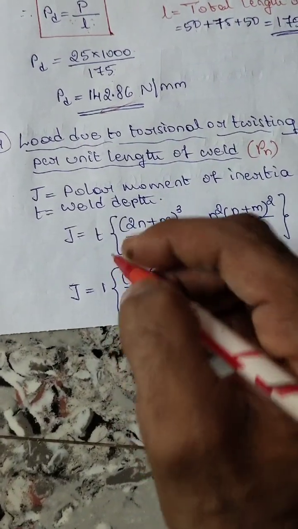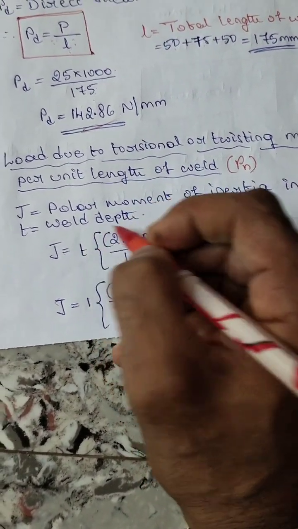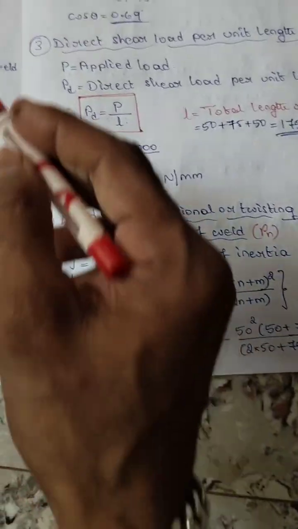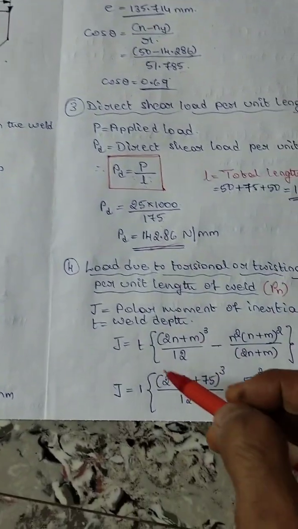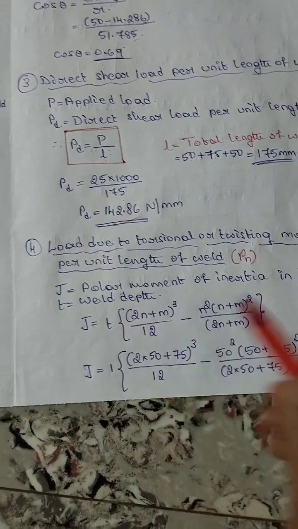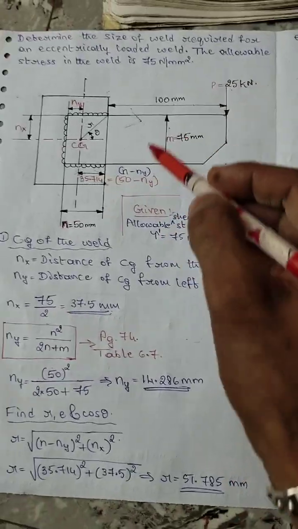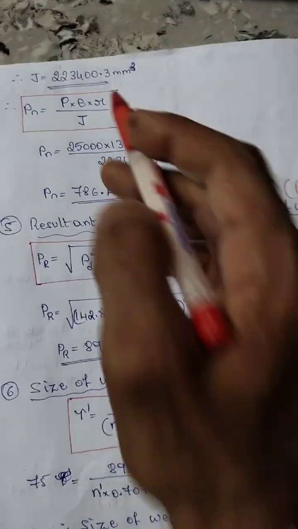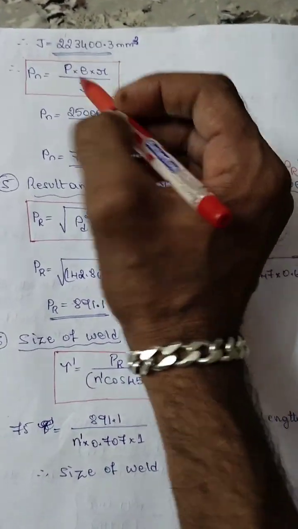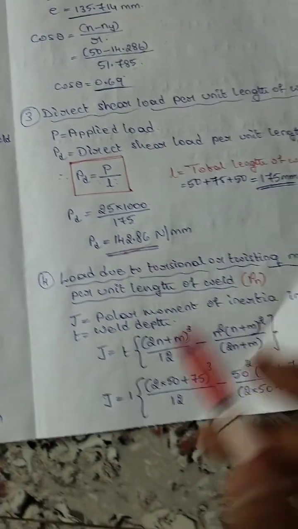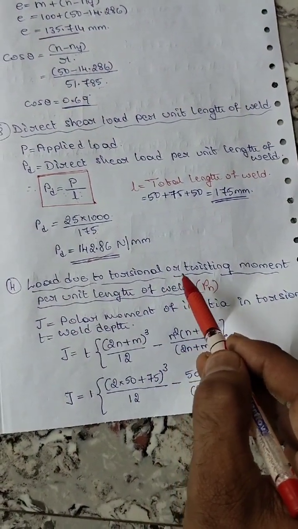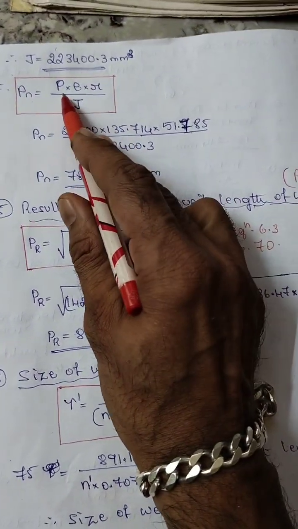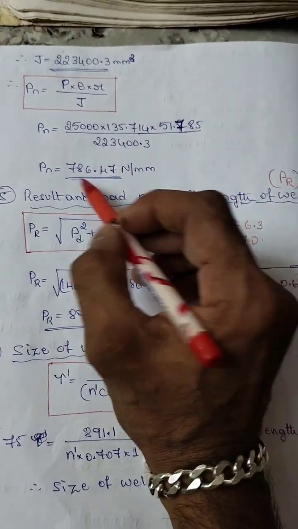Here they have considered T, that is the depth of weld. They did not mention anything regarding the depth, so we will consider it as 1. All n and m values are available, so substitute those and you will get the value of J. Next, Pn is the load due to torsional or twisting moment per unit length of weld. You have P, E, R and J, so you will get the Pn value.